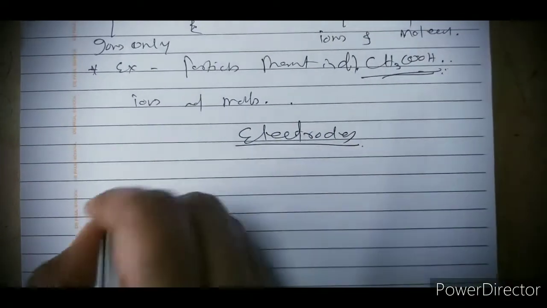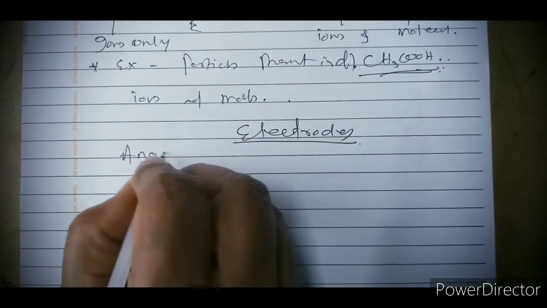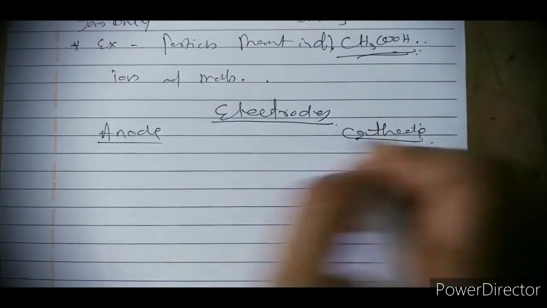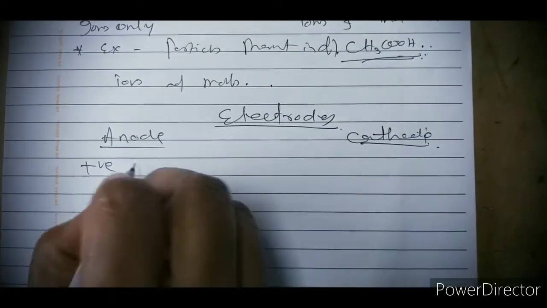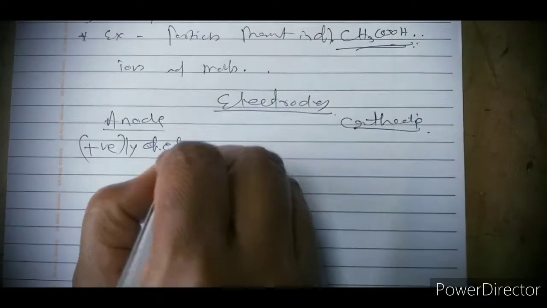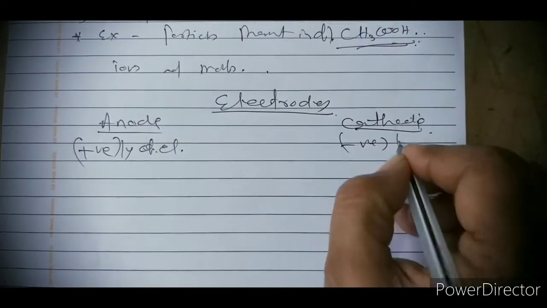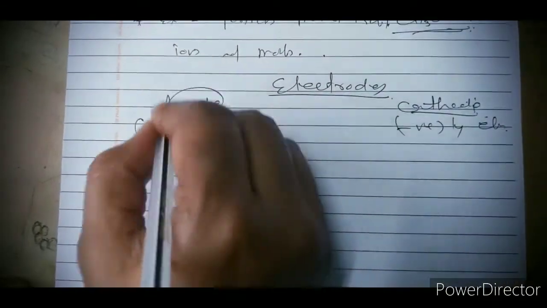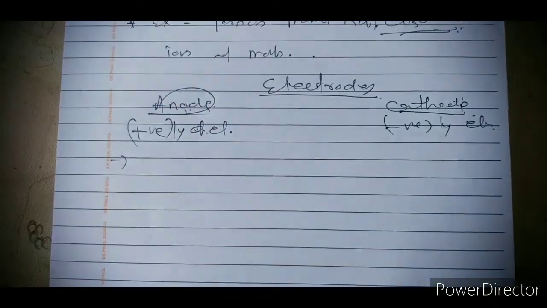And so it is of two types. One will be your anode, another one will be cathode. Anode is the positively charged electrode, and this one is the negatively charged electrode. And one important thing, current enters through the anode.